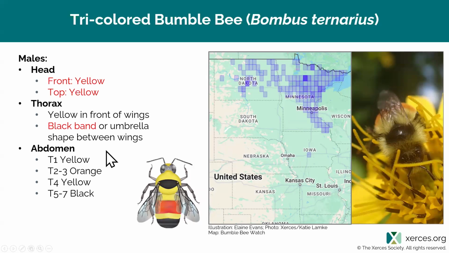They will also have a yellow thorax with a black umbrella shape in between their wings. For some individuals, it will look a little bit more like a band because that black umbrella isn't quite as distinct as you would expect for the females. And then in contrast to the females, they have yellow hairs on the top of the head, yellow hairs on the front of the face.